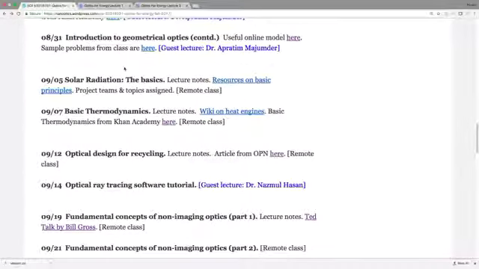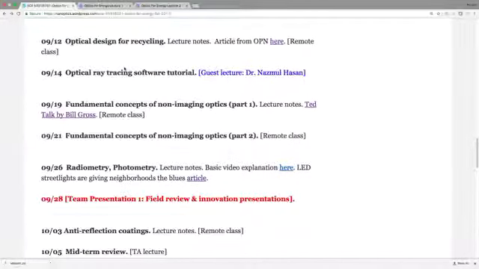Then we will go into some basics about solar radiation, which will start into some thermodynamics as well. And then, of course, we dive a little bit into basic thermodynamics. And I have some links which go into some detail. And these 2 are both remote classes, September 5th and 7th. And then on the 12th, we'll talk about optical design for recycling, which is a very interesting area and something which you don't hear about, but it's a multi-tens of billions of dollar industry. And optics is applied in a very, very interesting fashion. So I think many of you would like it. So we'll go through that.